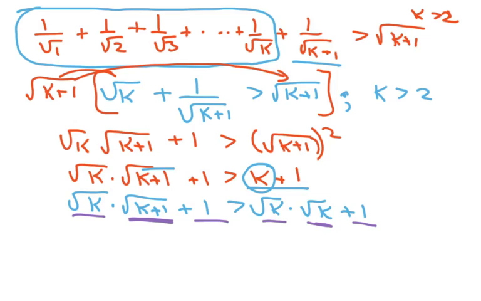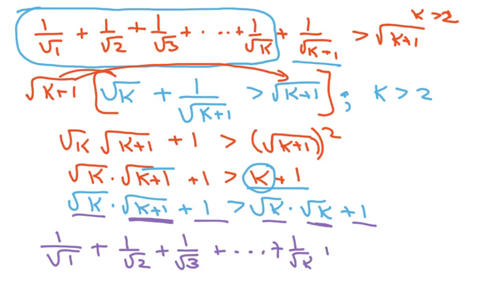So we have proven that our statement is valid. Basically 1 over square root of 1 plus 1 over square root of 2 plus 1 over square root of 3 plus dot dot dot plus 1 over square root of k plus 1 over square root of k plus 1 is greater than the square root of k plus 1.